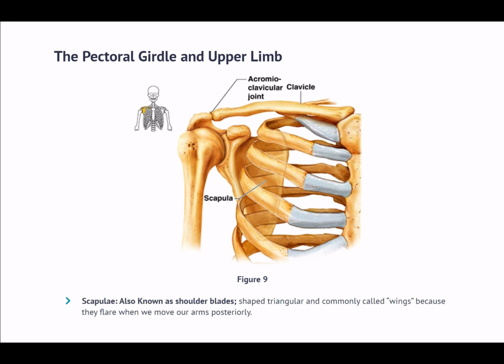Figure 9. Scapulae, also known as shoulder blades, shaped triangular and commonly called wings, because they flare when we move our arms posteriorly.